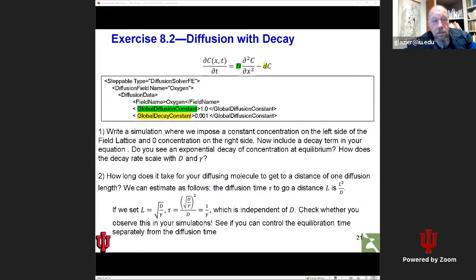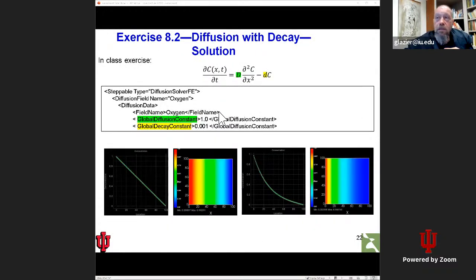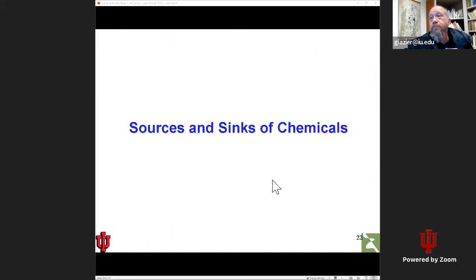And again, I think I understand it takes time to develop a sense of what makes sense, what doesn't, how to work through these problems. It's not trivial to do. Okay, so here was my solution. You see, no decay, straight line, put decay in, you get exponential.